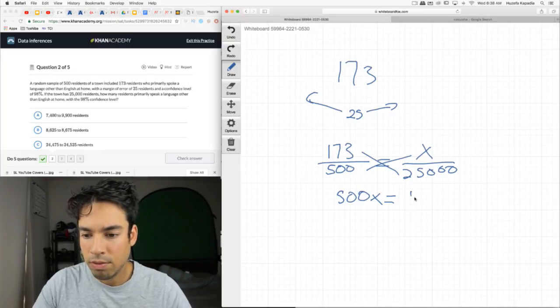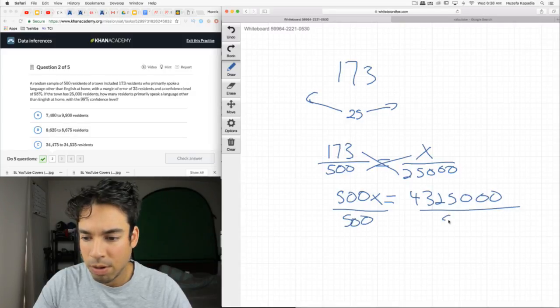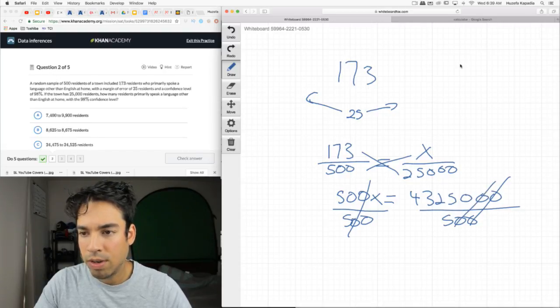4325, 4325000, and then we divide both sides by 500. Divide both sides by 500, and we've got 1, 2, and then 4, 3, 250. Okay, I can do this in my head.